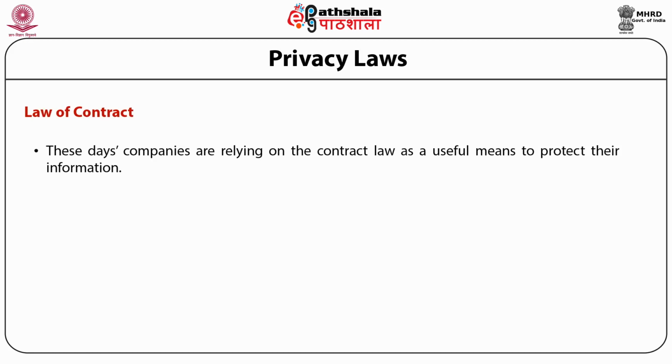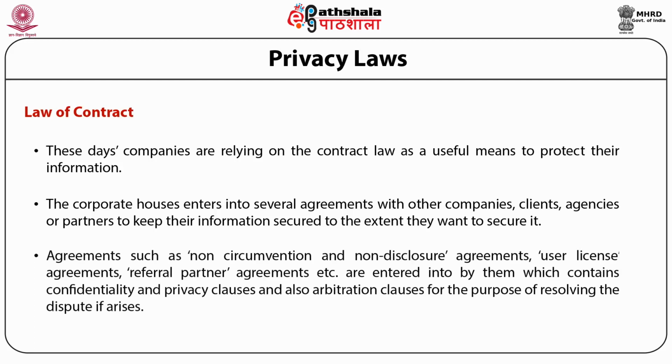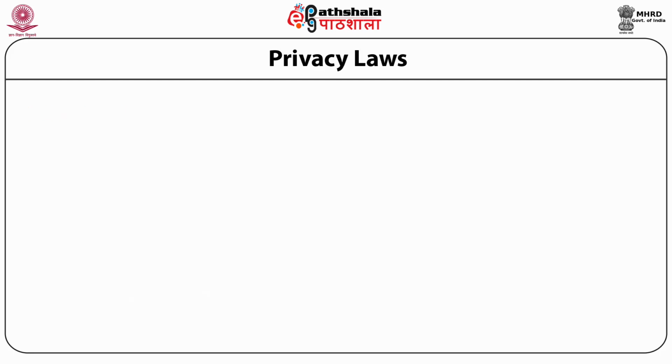These days, companies are relying on contract law as a useful means to protect their information. Corporate houses enter into several agreements with other companies, clients, agencies, or partners to keep their information secured to the extent they want to secure it. Agreements such as non-circumvention and non-disclosure agreements, user license agreements, referral partner agreements, etc. are entered into by them, which contain confidentiality and privacy clauses, and also arbitration clauses for the purpose of resolving disputes if they arise. These agreements help them in the smooth running of business.